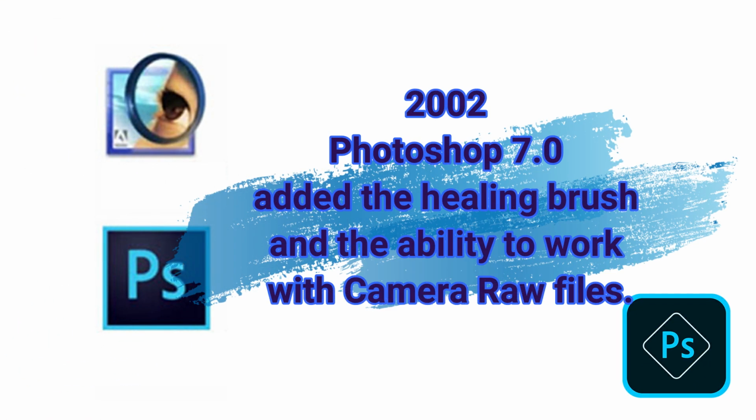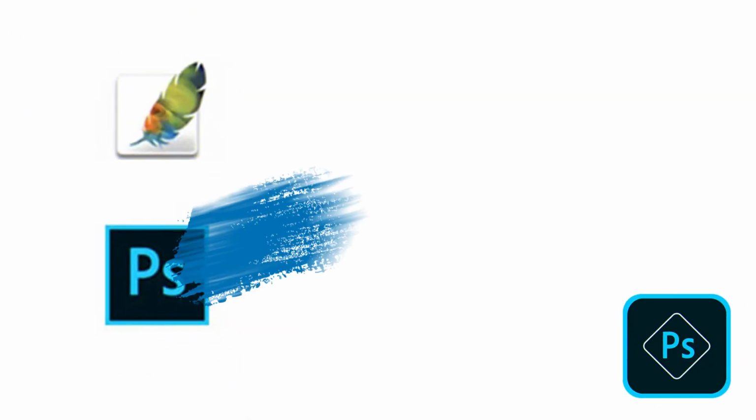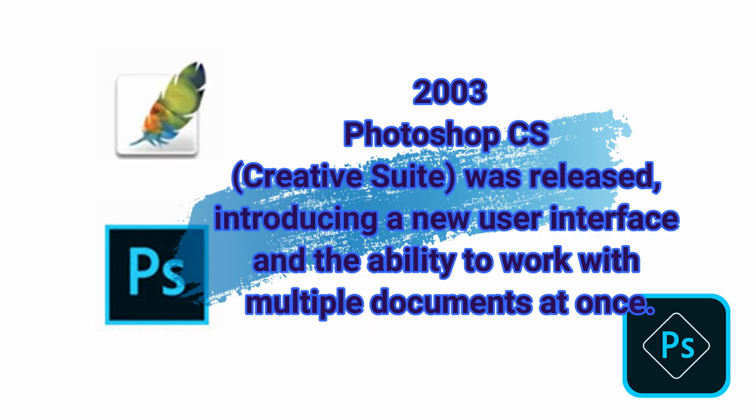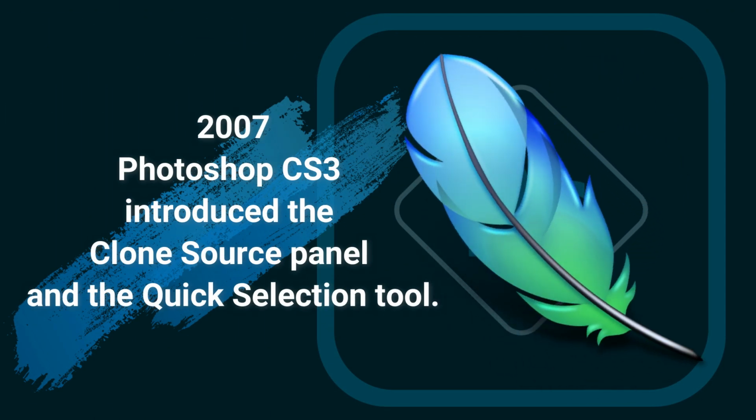Photoshop 7.0 added the healing brush and the ability to work with camera raw files. Photoshop CS Creative Suite was released, introducing a new user interface and the ability to work with multiple documents at once. Photoshop CS3 introduced the clone source panel and the quick selection tool.